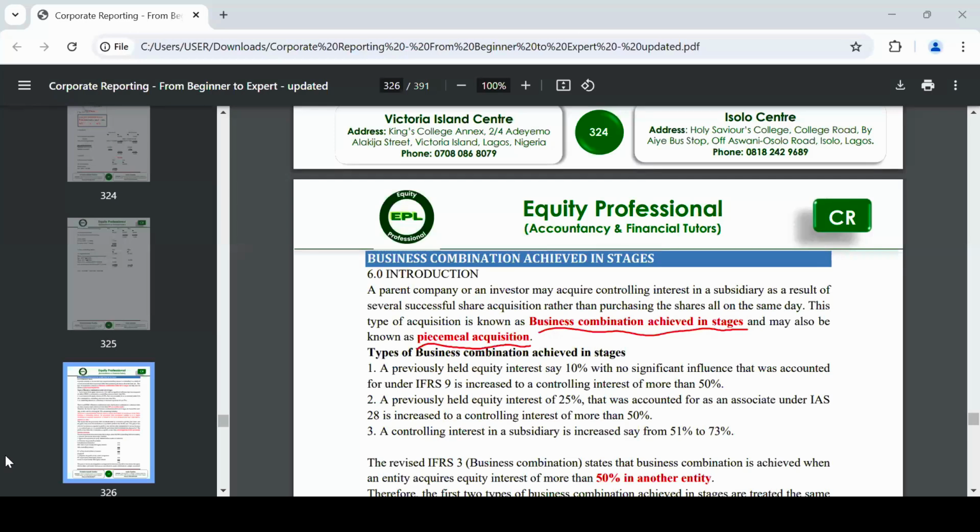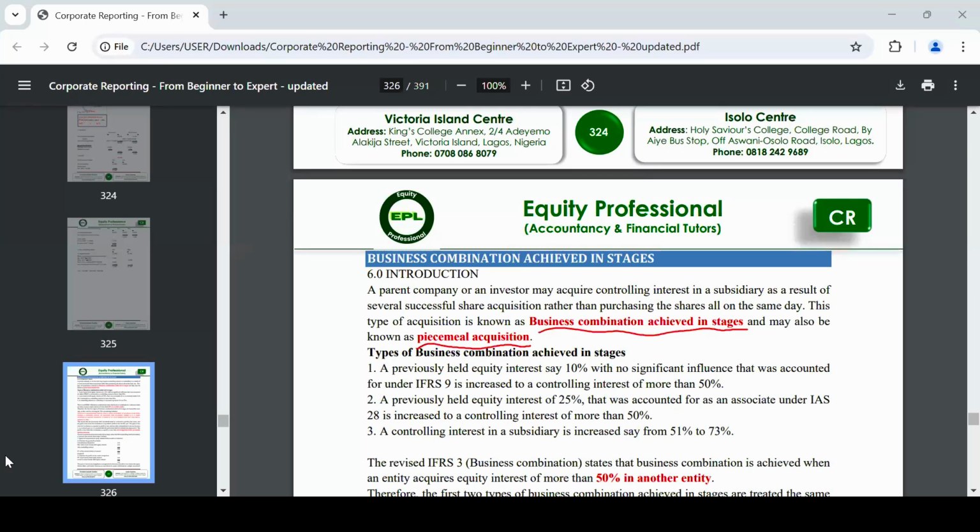You see, some of us who met this before we started using IFRS, when we were in uni, you did the local standards. Some of us will be very familiar with this term called piecemeal acquisition.